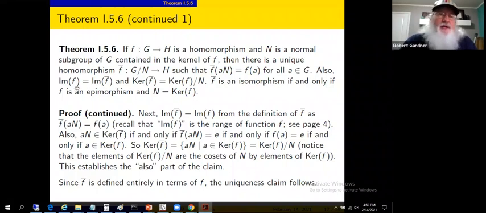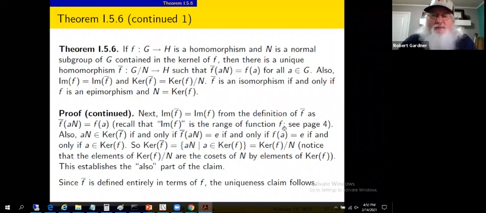Well, first off, the image of F is a subset of H, and the image of F bar is also a subset of H. So yeah, the stuff in the images of these, at least they live in the same place. They both live in group H. So we at least got that going for us. So we want to show the images are the same. The definition of F bar is F bar of AN equals F of A.